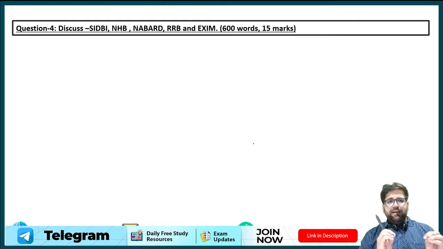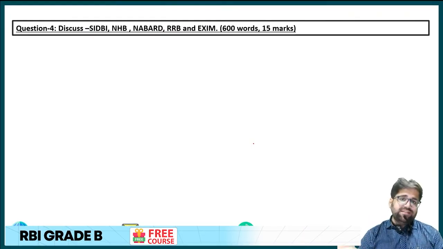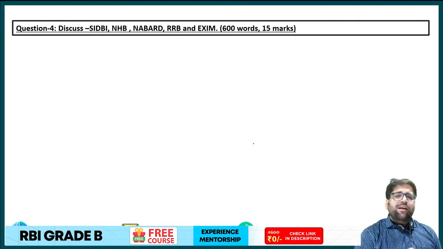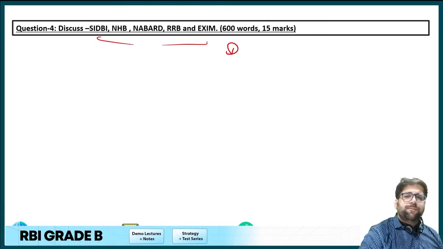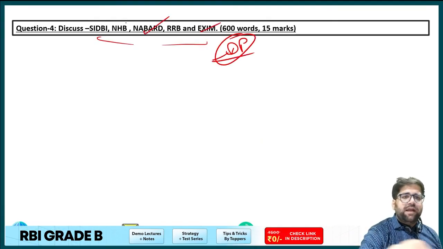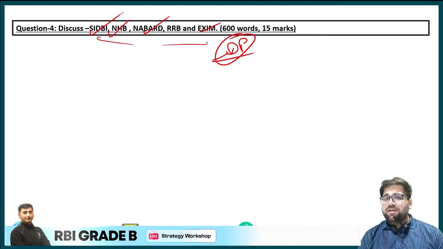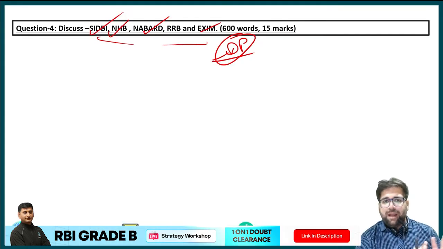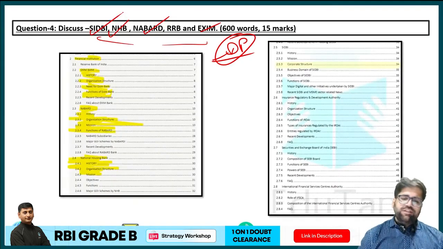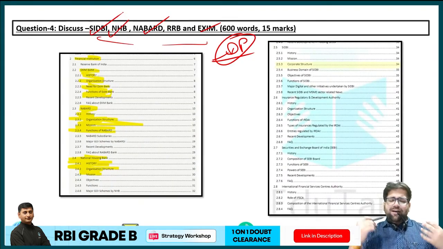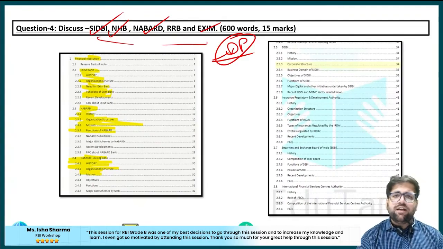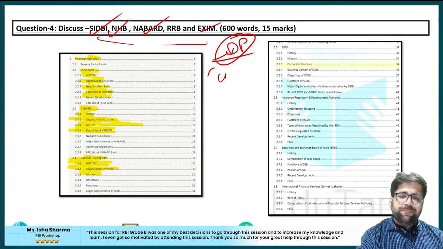Now discuss SIDBI, NHB, NABARD, RRBs and EXIM. A very easy question. Currently, I have just asked you regarding the development banks. Again, these four are development banks which are mentioned in your scheme. RRB is not a development bank, it's just a different banking institution. If you see your concept notes, it's a very easy question. You could have easily started directly with SIDBI.